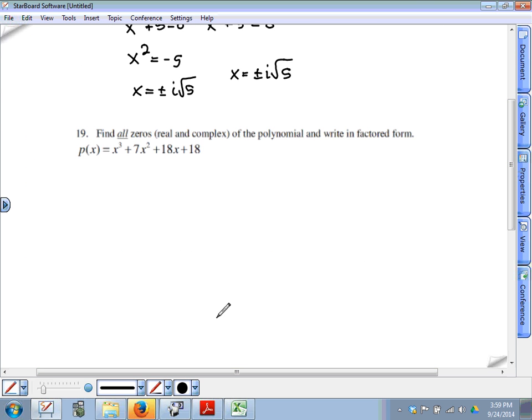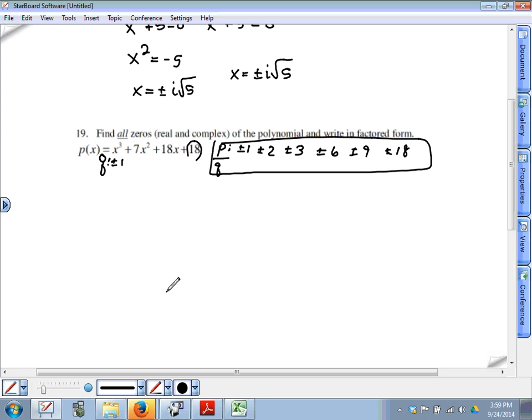Alright, now we're getting back to the P and Q stuff here on question 19. So the list of P would be the factors of 18: plus or minus 1, 2, 3, 6, 9, and 18. There are a whole bunch for 18. And then the factors of Q over here would be plus or minus 1. So this becomes your P over Q list, because Q is just 1.